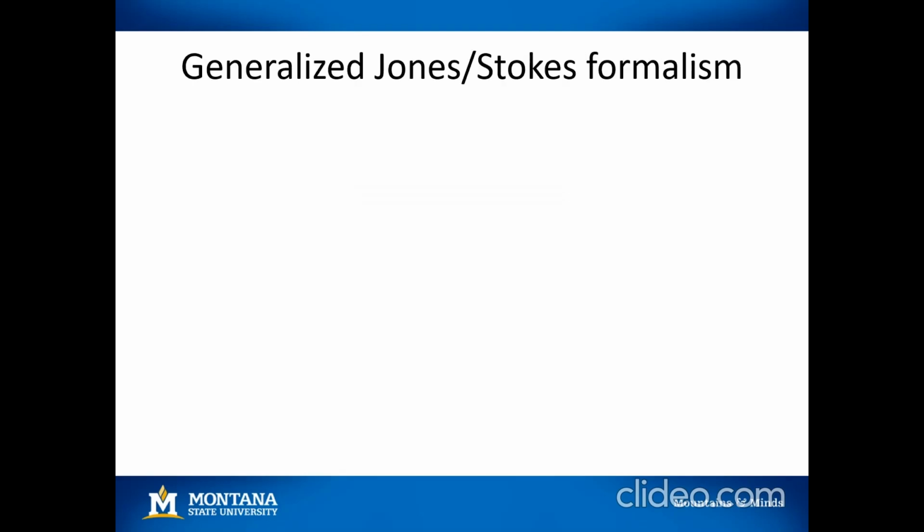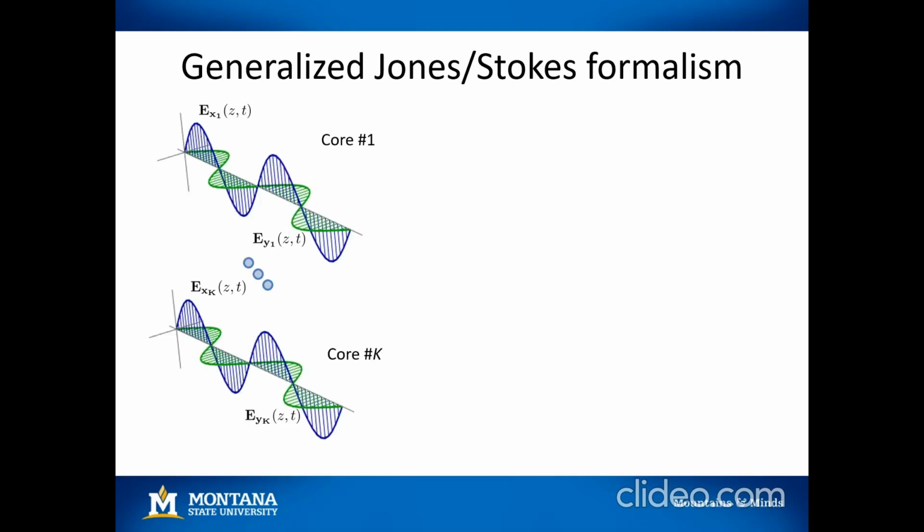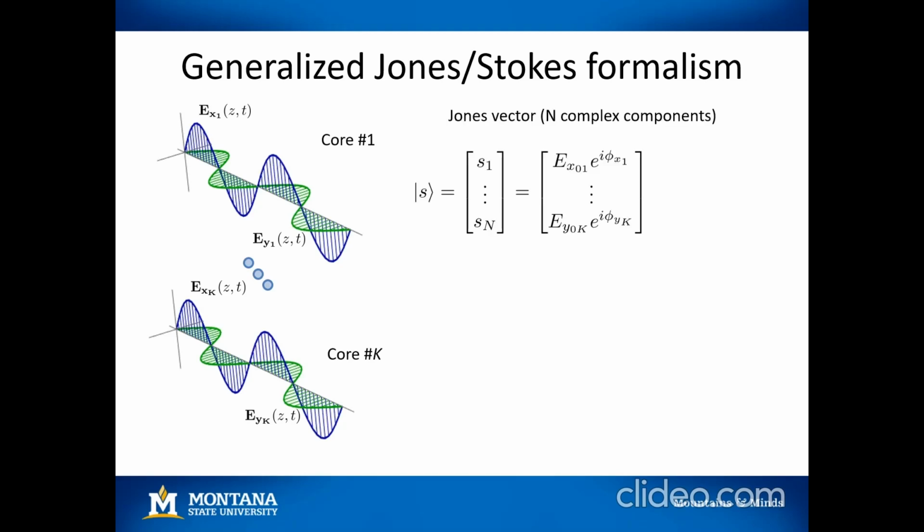I move now to the case of n larger than 2. So mode vector modulation. Here I show the pulses launched along the different spatial degrees of freedom. The amplitudes and phases of these pulses can be combined together into a generalized Jones vector with n complex components.